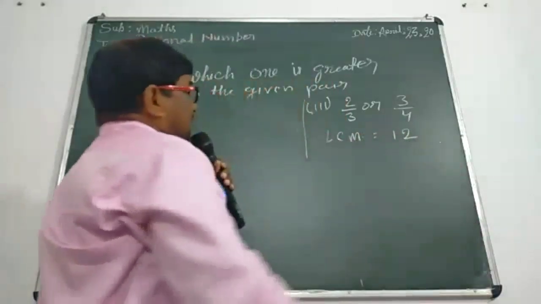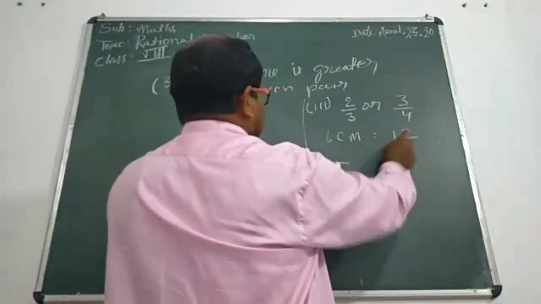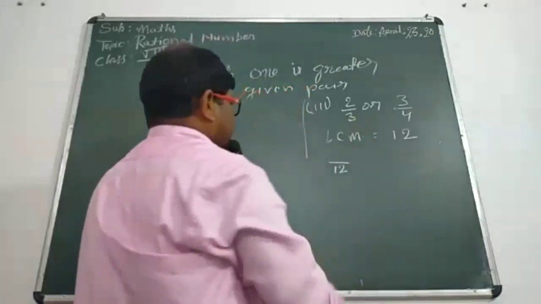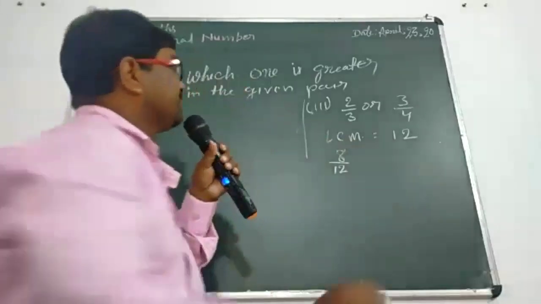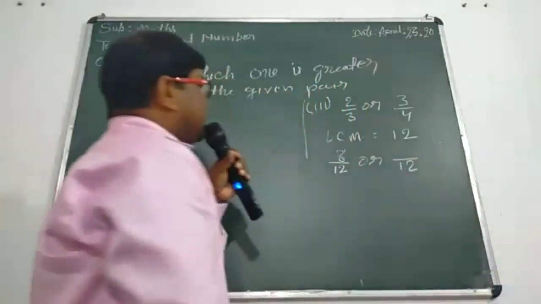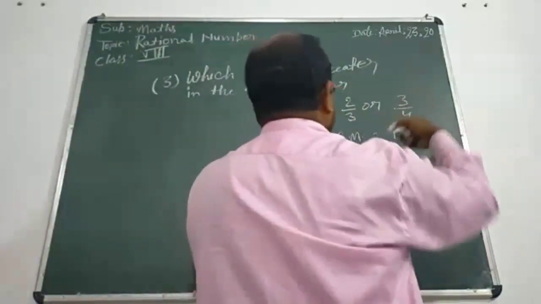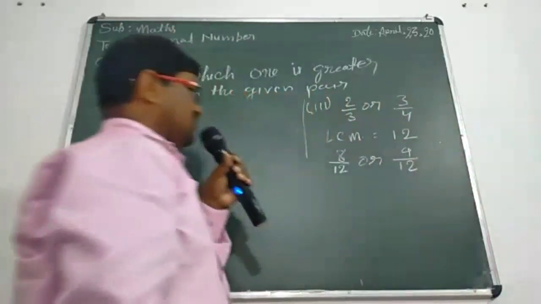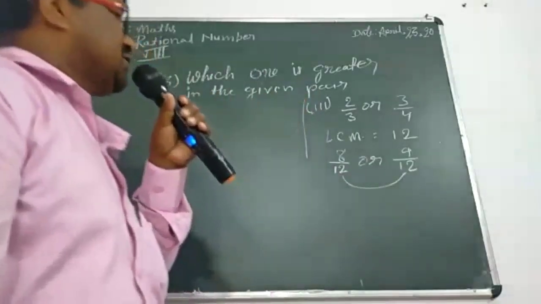Now write the rational number. Right here 12 in the denominator, now divide 12 by 3: 3 4s are 12, so 4 2s are 8. Or again 12 in its denominator, so divide 12 by 4: 4 3s are 12, and 3 multiplied by numerator, 3 3s are 9. These two rational numbers have the same denominator 12.